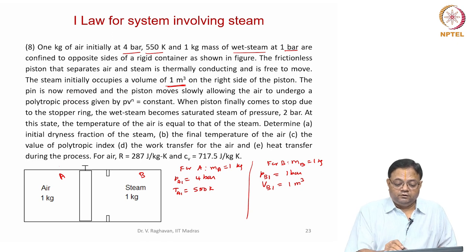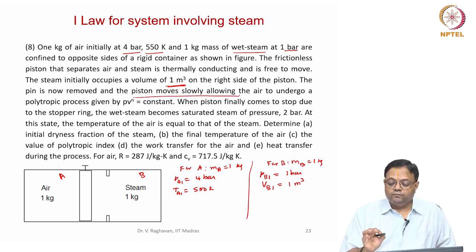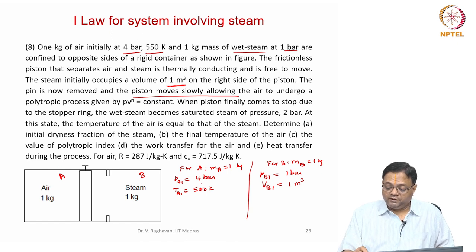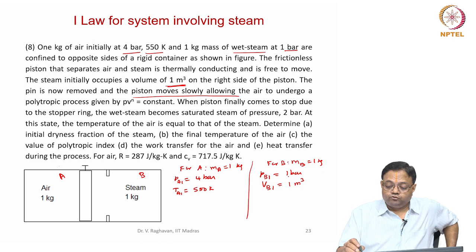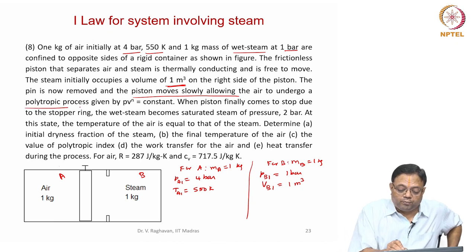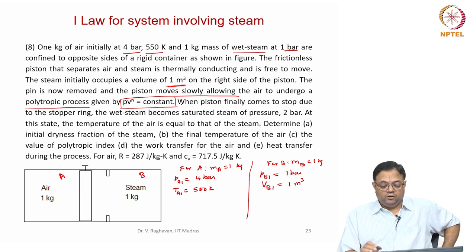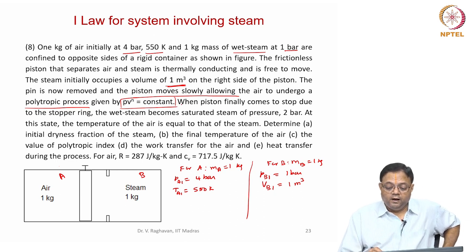The piston is now allowed to move by removing the pin. The piston moves slowly. There is a pressure difference between A and B, A at 4 bar, B at 1 bar, so the piston actually moves to the right. The air undergoes a polytropic process, PV^n equal to constant, as the piston moves.